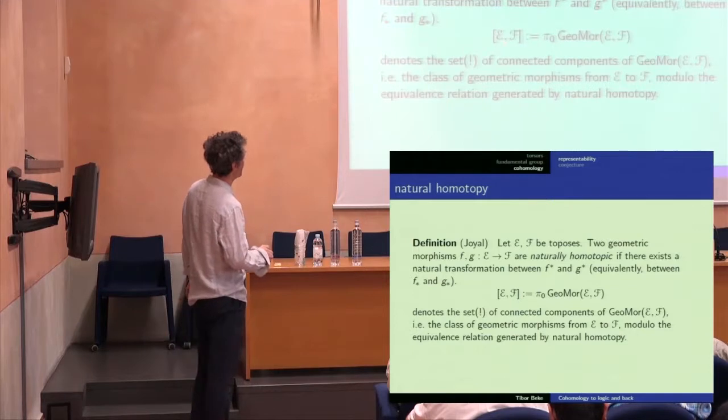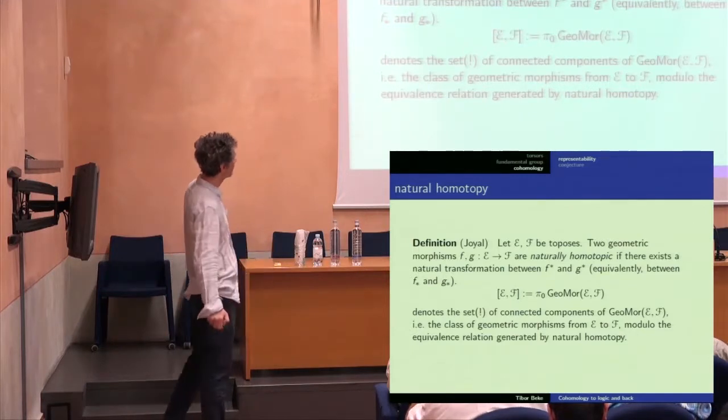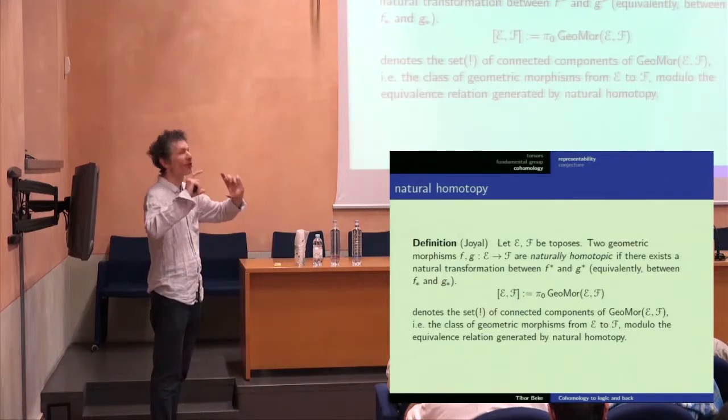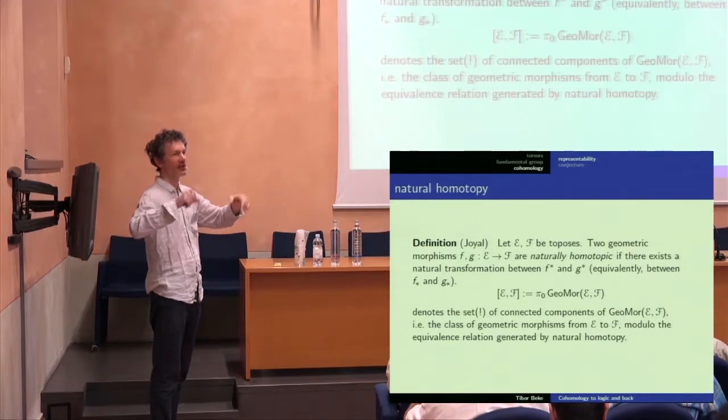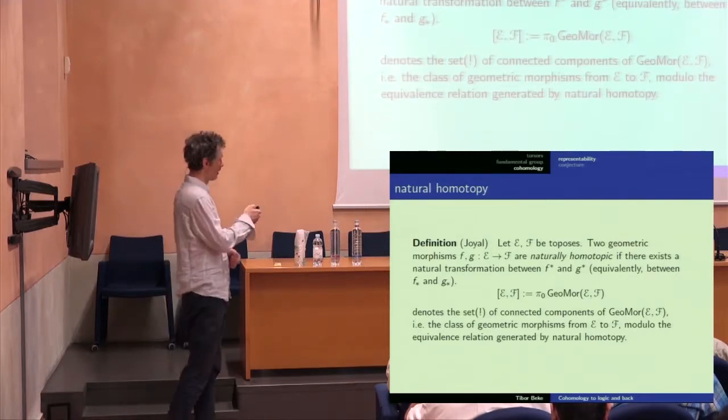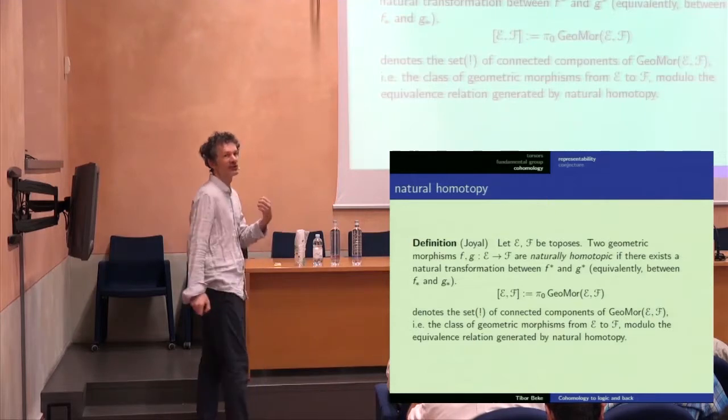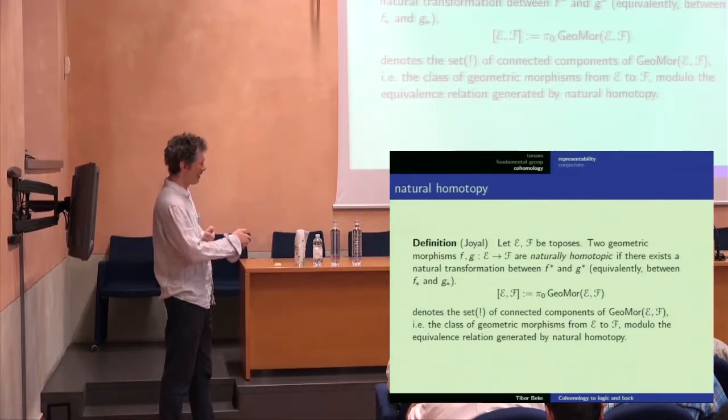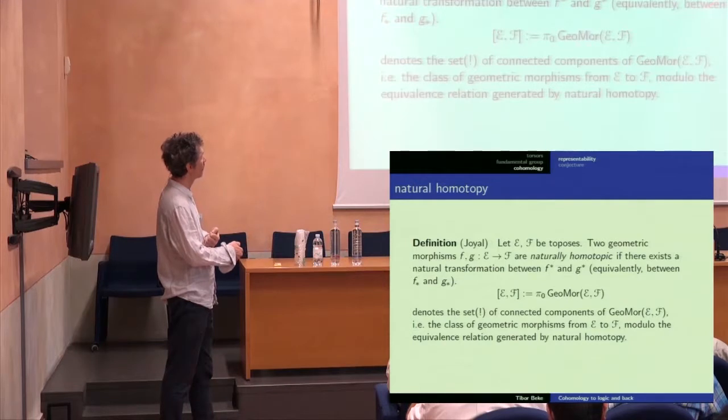So please excuse the square brackets, because I'm an algebraic topologist. Square brackets are homotopy classes for me. These are not internal hom-sets. And pi 0 is the set of connected components, and this is the category of geometric morphisms.